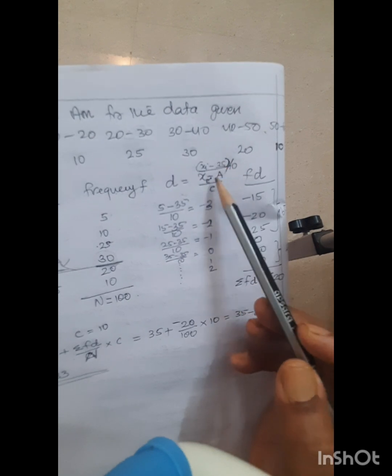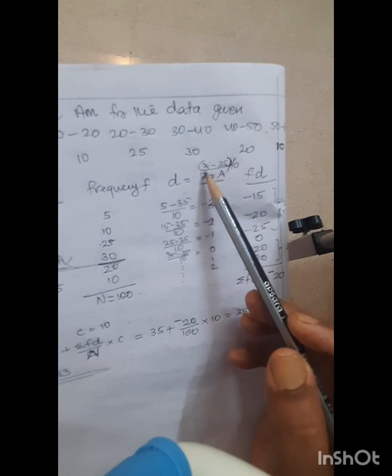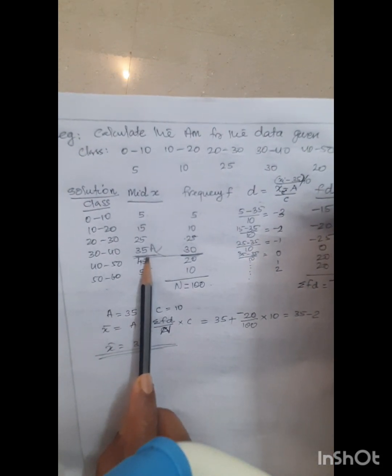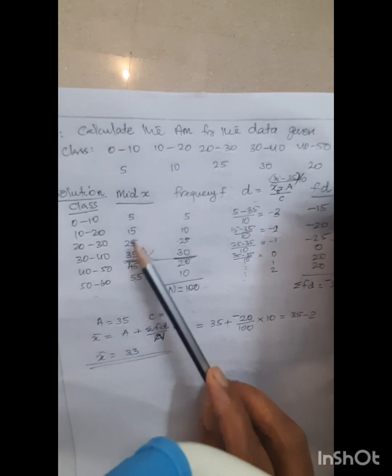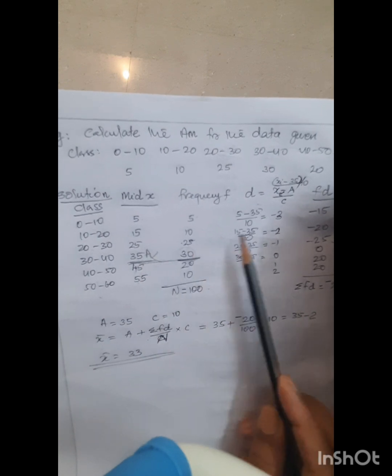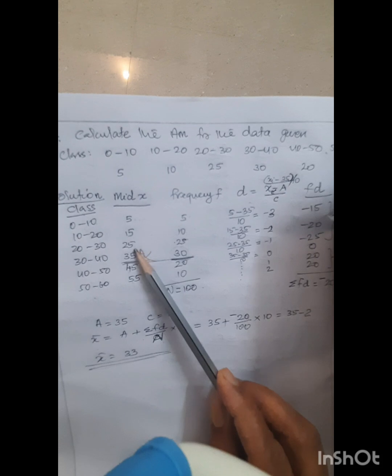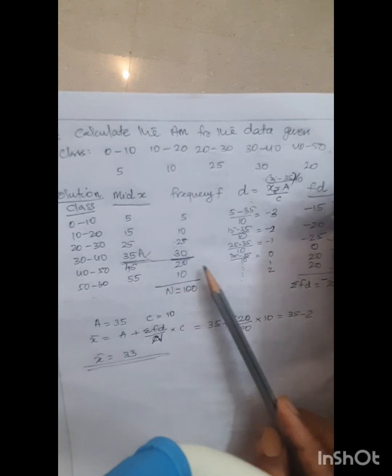Xi minus 35 divided by the class interval, which is 10. So for each xi, it is 5 minus 35, that is minus 30, divided by 10, which gives minus 3 here. Like this, 15 minus 35, that is minus 20, divided by 10, it is minus 2. Like this you write all the values here. 55 minus 35 divided by 10, which is 2.